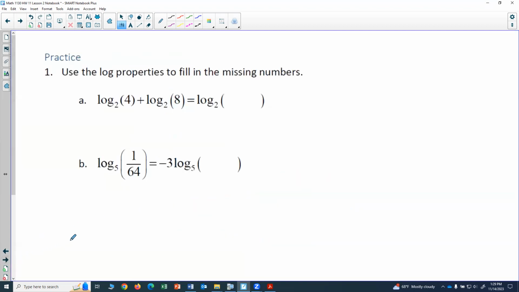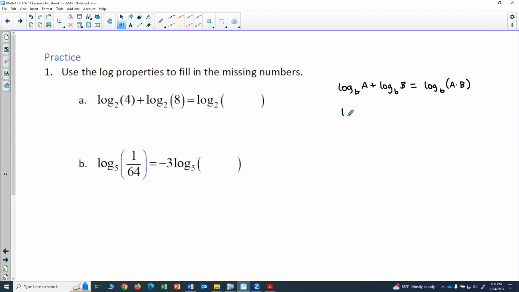We're going to do a practice problem from Alex from the homework. It says use the log properties to fill in the missing numbers. So we have log base 2 of 4 plus log base 2 of 8. And we want to write it as log base 2 of some single number. So our property says that if we have log base b of a plus log base b of capital B, then we will get log base b of a times b. That was the product property.